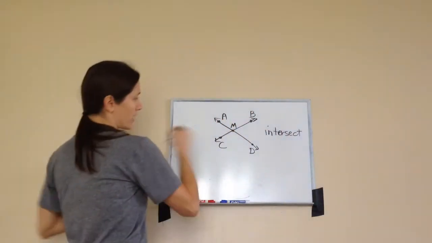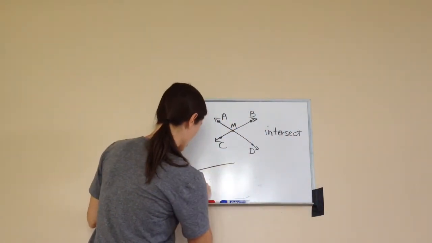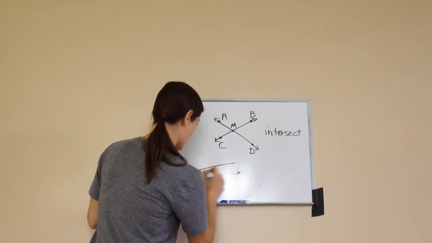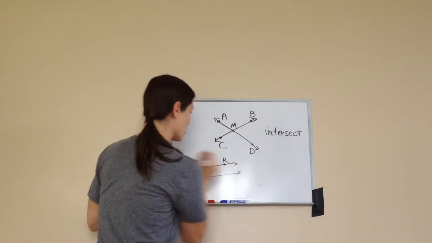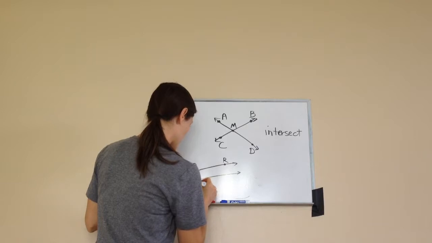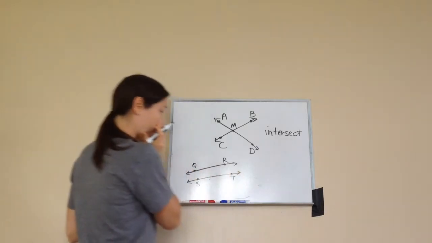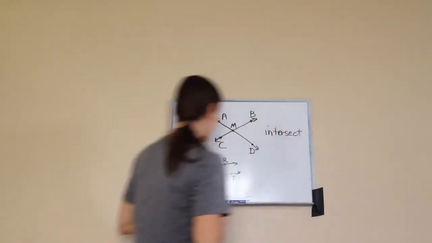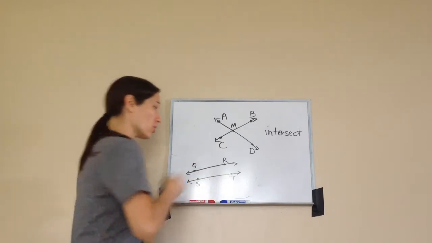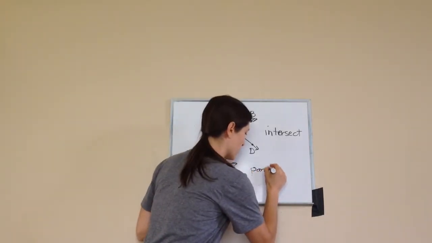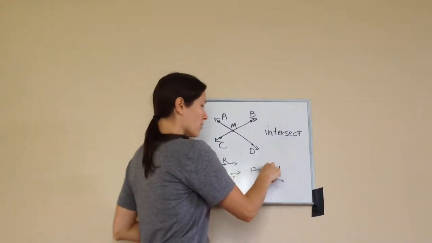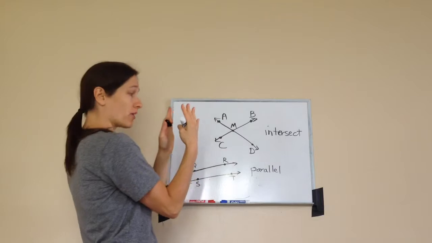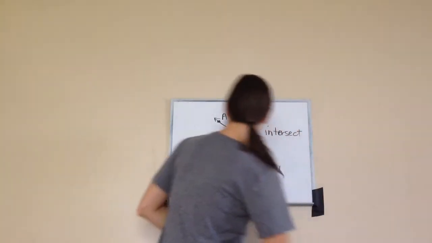Now, another way you may see lines are like this. Okay. This is line QR. This is line ST. Okay? Now, these lines right here are called parallel lines. And the way I remember that is look at those 2 L's within parallel. Those are lined up and they are actually parallel. So that always helps me remember parallel.